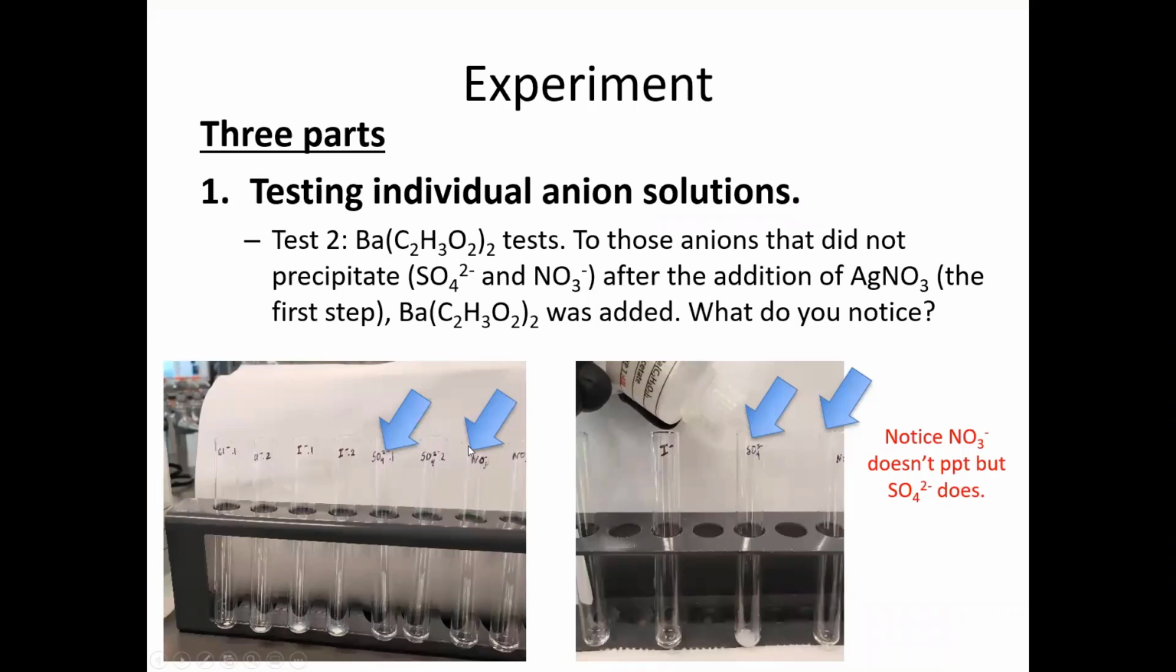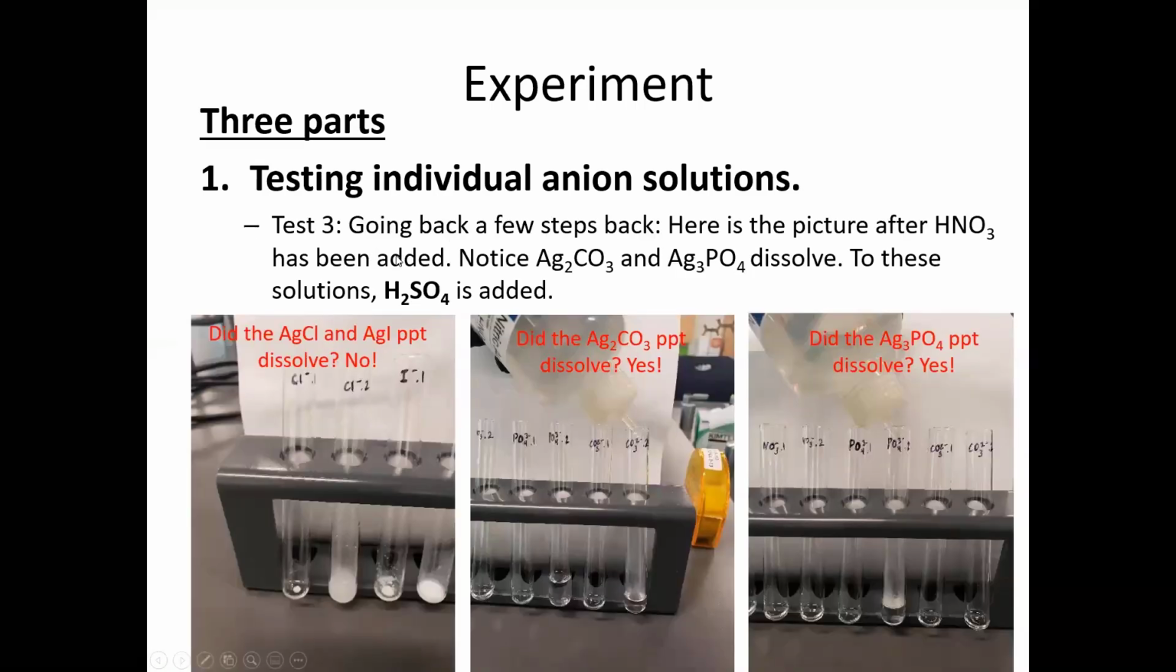Sulfate and nitrate, right? These two anions. Now we add barium acetate. Now, what's going to happen is in the sulfate anion test tube, we can see precipitate forming there. Test 3. So let's go back to phosphate and carbonate.